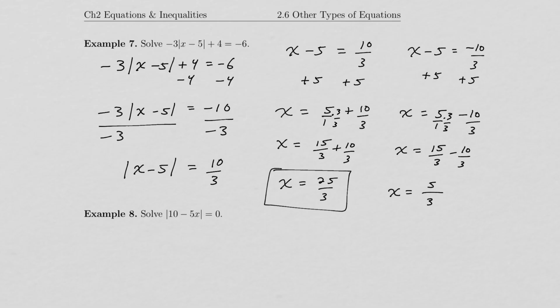So x is 25 thirds and x is 5 thirds. Both of those will make this original equation true. If you plug both of those back in and checked it, you would find that that's true.